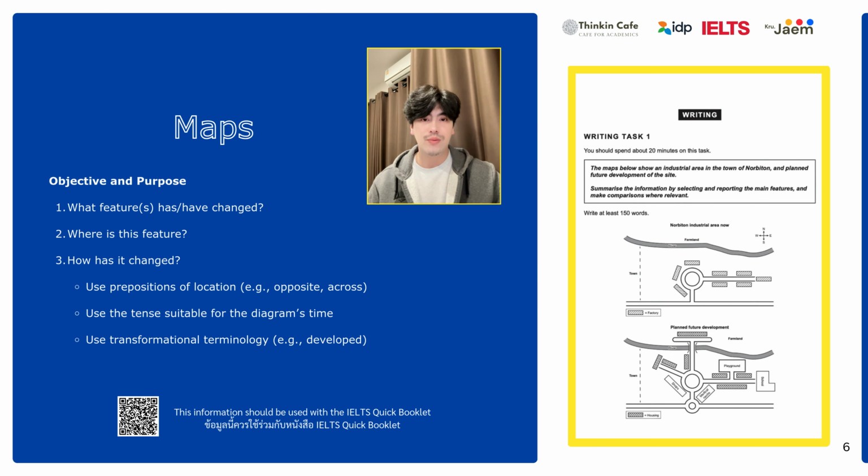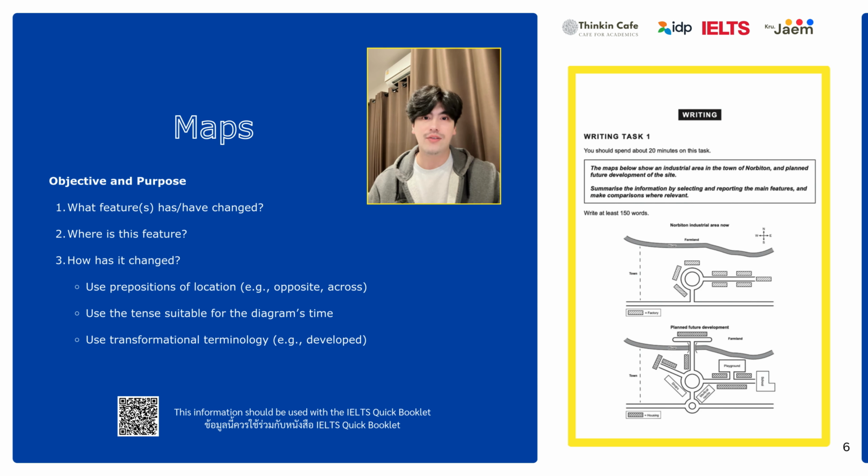Naturally, of course, in terms of the grammar, tenses, for instance, that would depend on the time in the description. For example, in the diagram here, we have the keywords now in the title of the top diagram and future development down the bottom. So we know that we should be using future tenses, future simple, future continuous, when we want to describe features in the bottom picture. And if we describe something in the top picture, we want to use the present simple tense or even the present perfect tense.